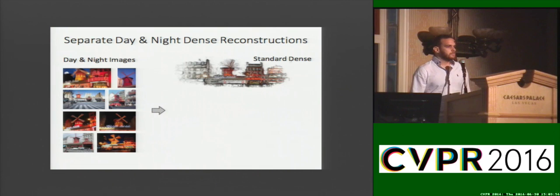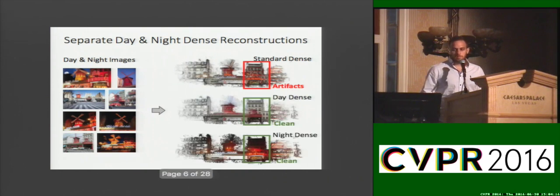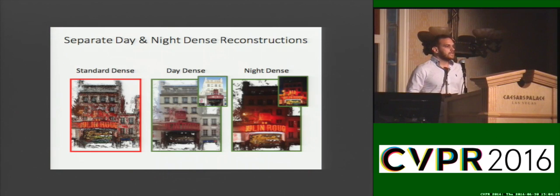So let's consider two types of dense 3D reconstruction. In the first type, we use all images, both day and night, to build a dense 3D reconstruction. We call it standard dense, and this is known to produce artifacts because the illumination in day and night images can be arbitrarily different. The second approach is to split images into day and night and then build a separate model on these two clusters. This produces clean reconstructions. Let's now see what the problems are in both of these two types of reconstructions.